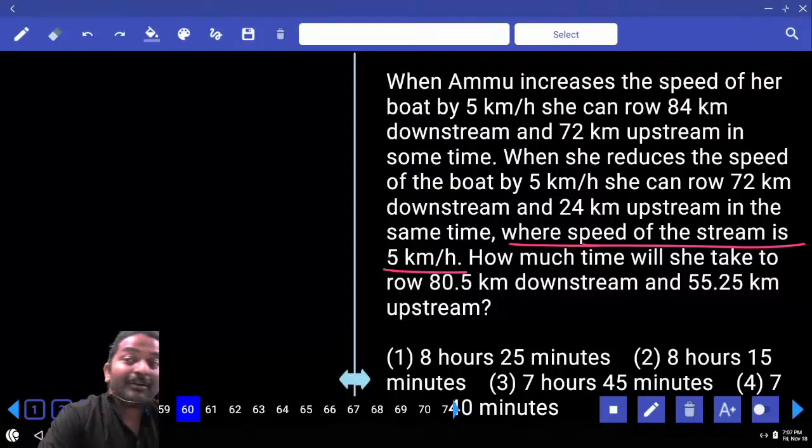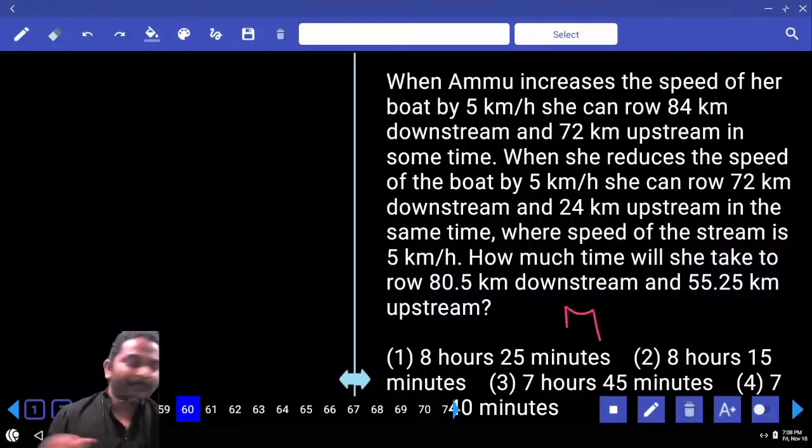Were you given man speed in still water? If that is already there, it is the easiest question, right? So what do we need to first calculate? Man speed in still water. That we need to calculate. Okay? Let it be m.